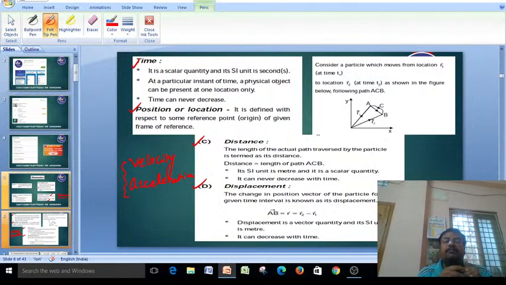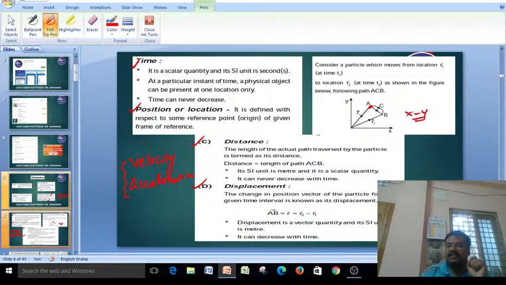The next, second parameter is position or location. It is defined with respect to some reference point, meaning you have to take an origin point of a given frame of reference. So let us observe the picture beside. I am considering object A as a point object. At point A, one object is located. It exists in the XY plane.